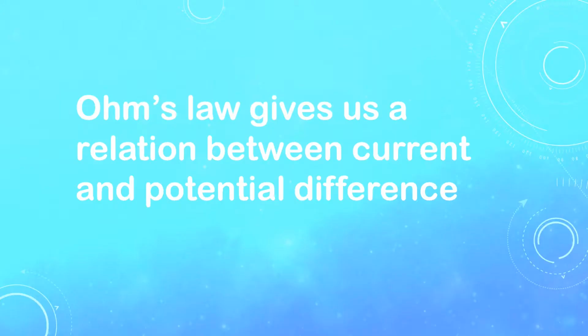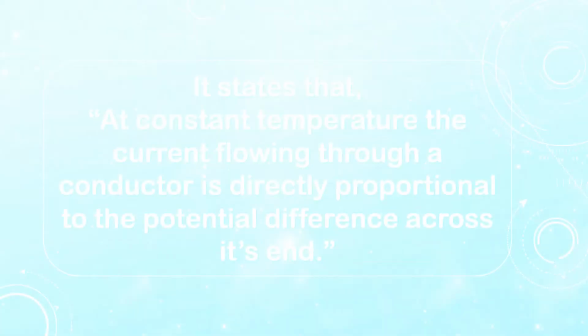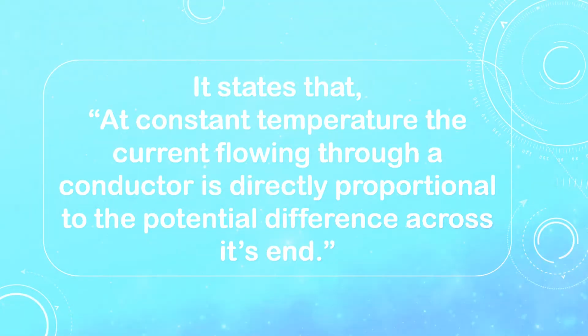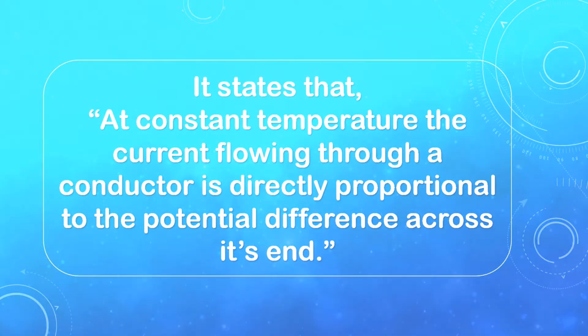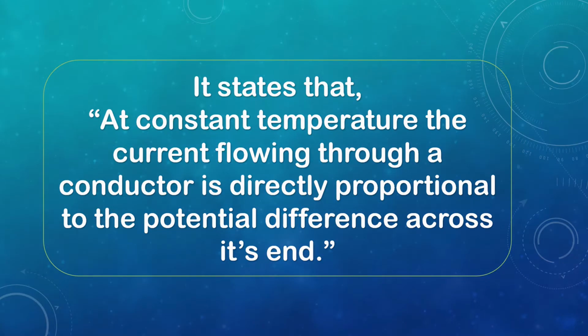What does this law state? Are you so curious about what this law states? Yes, I am going to cure your curiosity. This law states that at a constant temperature, this is the main condition, this is an important condition, at a constant temperature, the current flowing through the conductor is directly proportional to the potential difference across its ends.